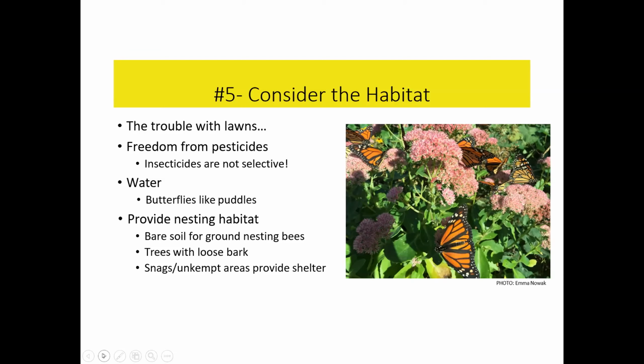Flies are also important pollinators. These two pictures are actually flies. They are what are called bee mimics. The one on the right looks like a bumblebee. The one on the left looks like some sort of wasp, but they are excellent pollinators.